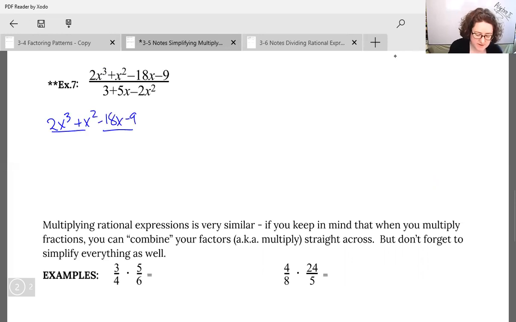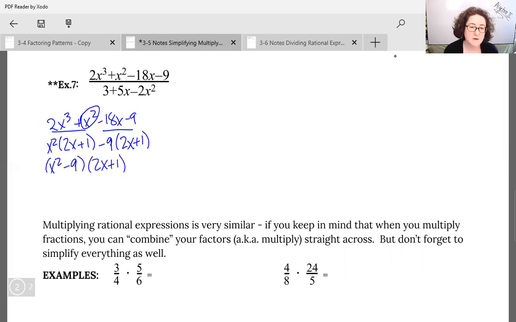If I group these up, I've got an x squared in common on the first group. So 2x plus 1. I have a -9 in common on the second group. And again, don't forget, if I totally factor out that x squared, that means I still leave a 1 in its place. Anything divided by itself always leaves 1. So then we have an x squared, hey, minus 9. We have another pattern. So I have to factor that out even further to an x plus 3 and an x minus 3. So this whole mess is just from the numerator.